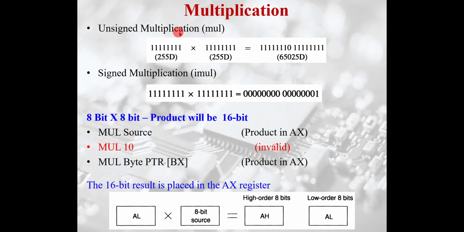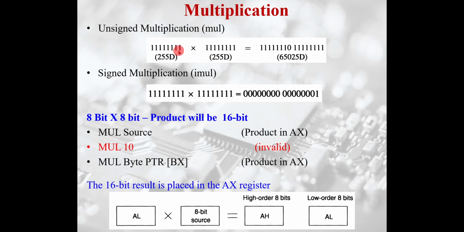So there are two different sets of instructions available for multiplication. One is MUL, which is for unsigned multiplication, and one is IMUL. It means it is signed multiplication, so integer multiplication. IMUL stands for that. Why are these two different kinds of multiplication required? Let's take an example.